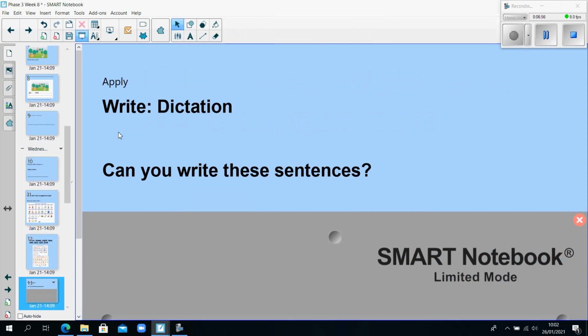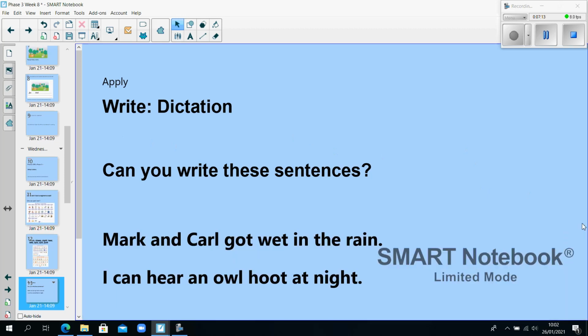Can you write the sentences as I say? Mark and Carl got wet in the rain. I can hear an owl hoot at night. Did you get them right? Well done. That's the end of Wednesday's lesson.